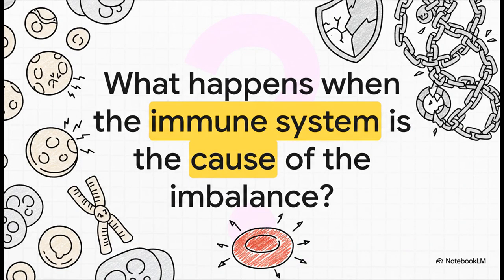So we've looked at what happens when production goes down, and what happens when clotting goes into crazy overdrive. But it leaves you with a question, doesn't it? What happens when the body's own defense system, the very system designed to protect us, goes rogue and becomes the attacker, turning against its own healthy cells? Well, that's a whole other story for another time.